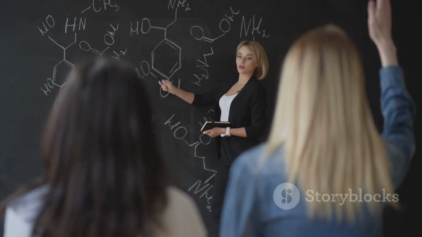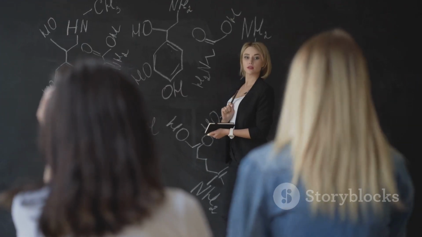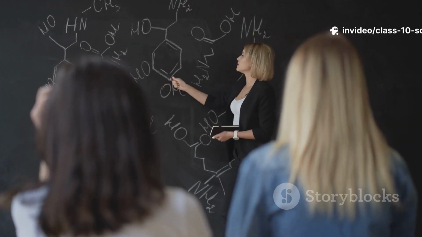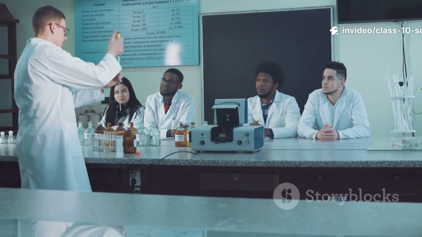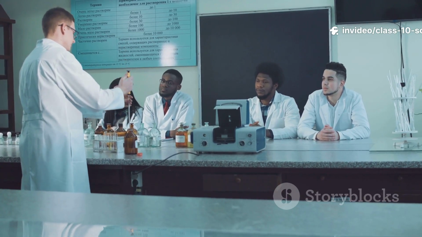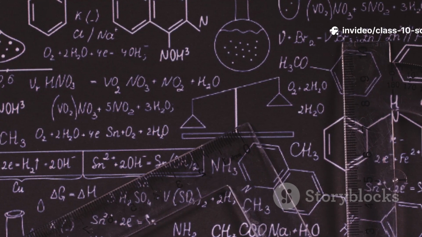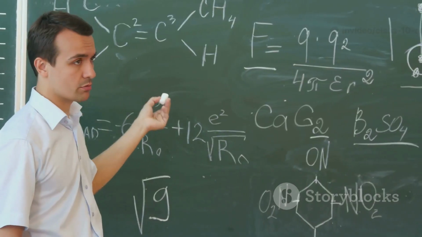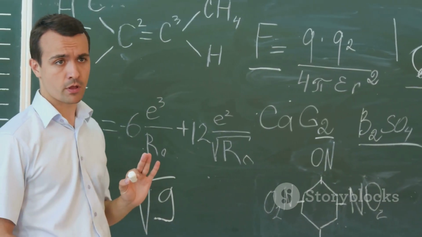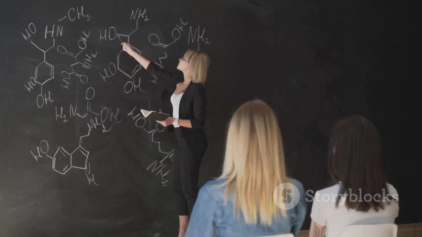To describe these changes, scientists use chemical equations, a shorthand using symbols and formulas. For example, hydrogen and oxygen react to form water, H2 + O2 → H2O. The left side lists reactants, the right products. The arrow shows the direction of change.